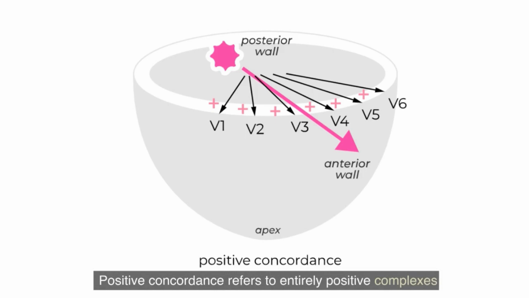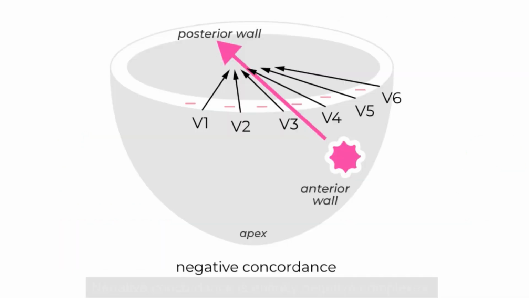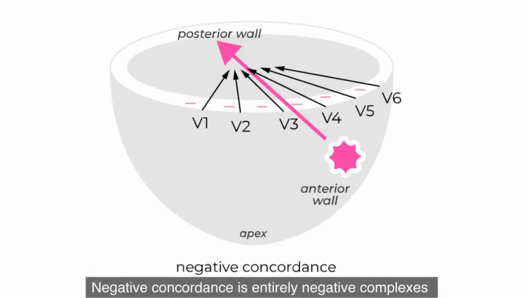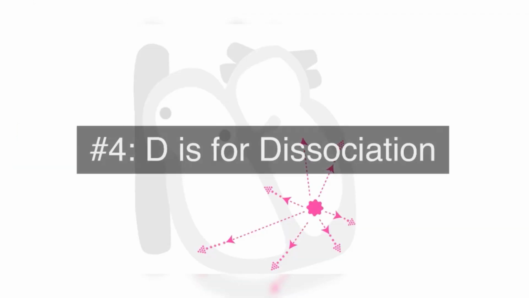Positive concordance refers to entirely positive complexes in leads V1 to V6, with no RS complexes seen. Negative concordance is entirely negative complexes, QS complexes in V1 to V6.